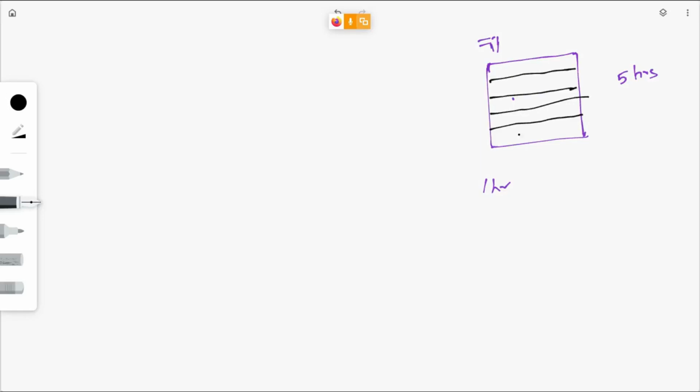Okay, let me divide this into 5 equal parts. Now if it is filled completely in 5 hours, so in the first hour this part will fill, in the second hour, third hour, fourth hour, and then fifth hour. So then in 1 hour, 1 by 5 of the tank will be filled. Yes or no? 1 by 5th of the tank.